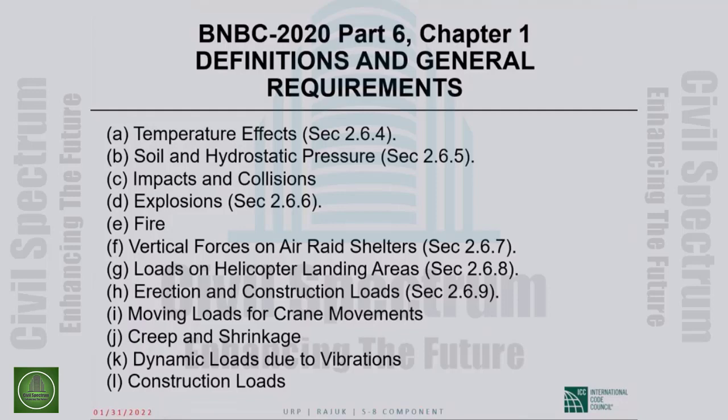So temperature effects are discussed in 2.6.4. Soil and hydrostatic pressure, impacts and collisions, there aren't really any provisions. There is a little, not really, there is really no provision. This is why no section number is referenced. Explosions, fire, vertical forces on air raid shelters. There are all kinds of provisions on fire, but fire loads, there are no provisions. So there is nothing listed, no chapter 2 section number.